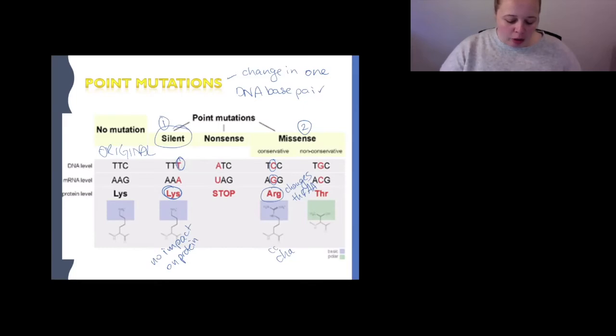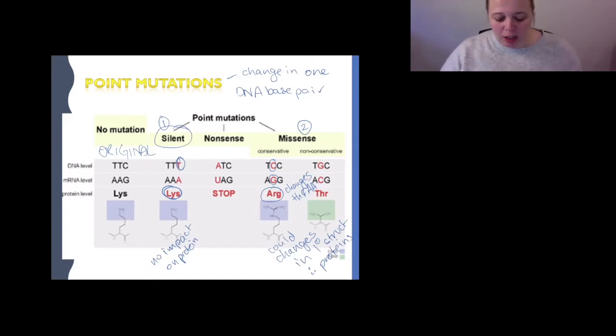Now this could, as a result, cause changes in the primary structure and therefore the protein. This could affect the functioning of that protein. It depends. So some of them, you can see here that arginine is actually very similar in structure to lysine. So perhaps if it changed like that, it wouldn't change your protein.